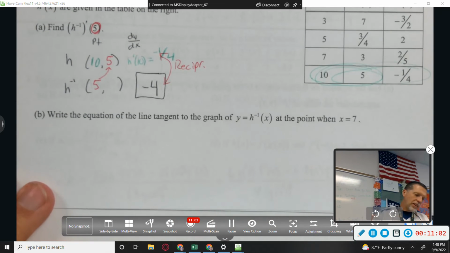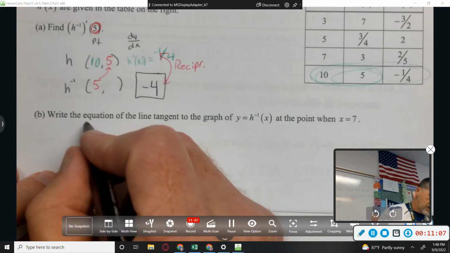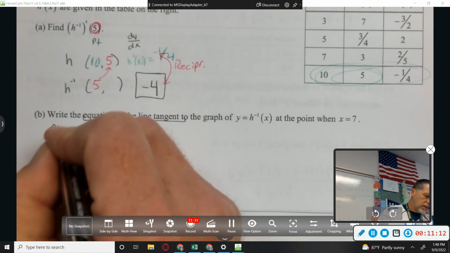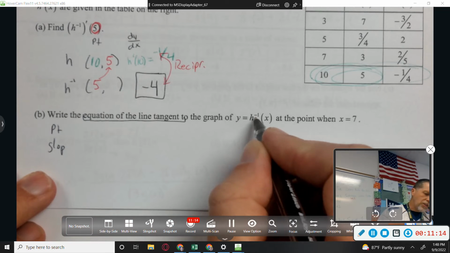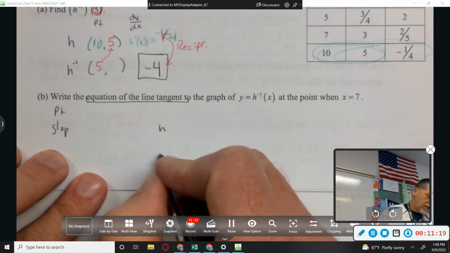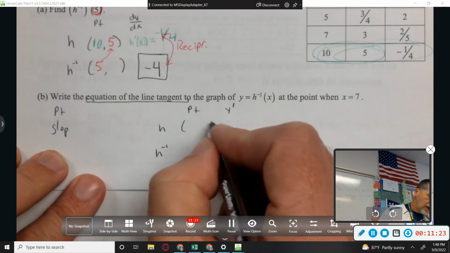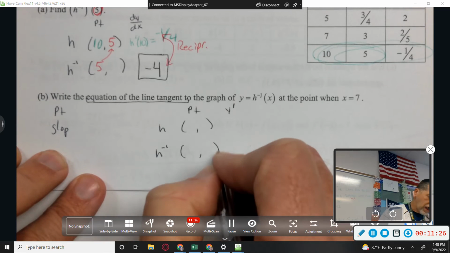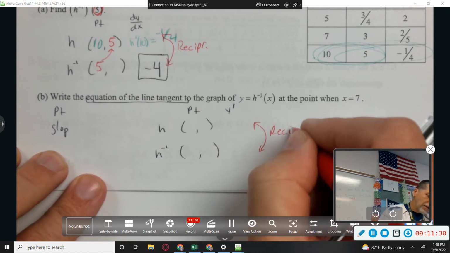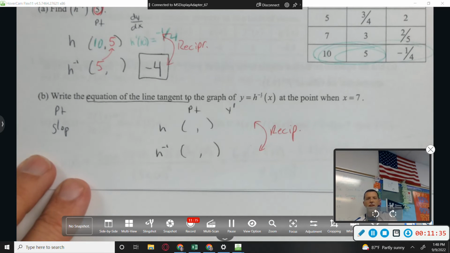Part B, write the equation of the line tangent to the graph of h inverse when x is 7. Okay, so I need a point and a slope. Again, I know it's tedious to make this table, but every time I make this table, I still remind myself that those are reciprocals. If I can find one, I can reciprocal to get the other.